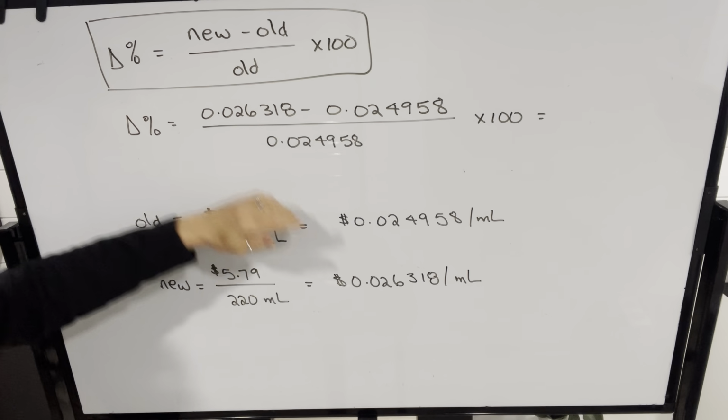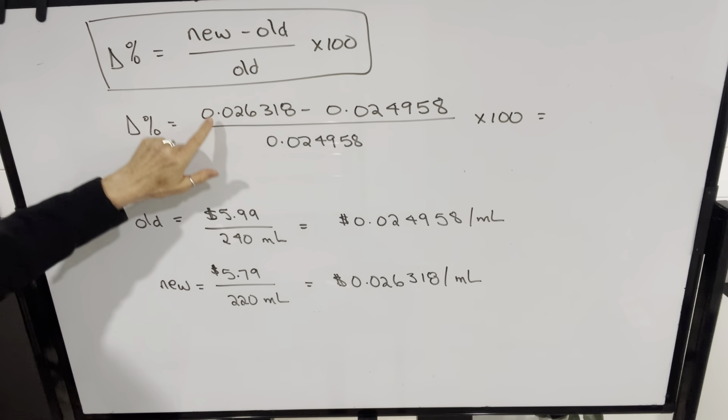So plugging these numbers into our formula, we get the new price per milliliter minus the old price per milliliter, divided by the old price per milliliter, and then we multiply by 100 to change it to a percent, and we get 5.4485. Just a word of caution, because you're getting values that aren't exact, you probably want to use the memory functions on your calculator to store these numbers so that when you plug them into your formula, your answer is exact, instead of being inaccurate when you use rounded off values.